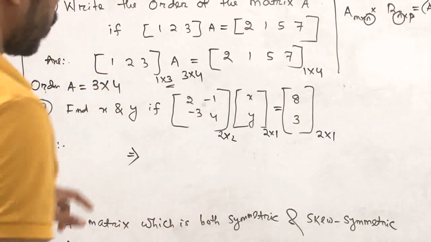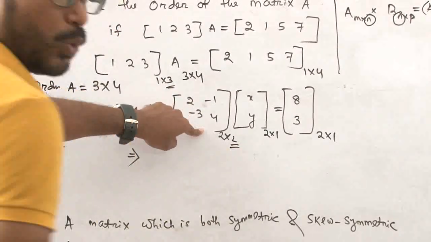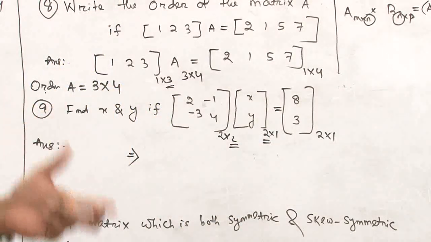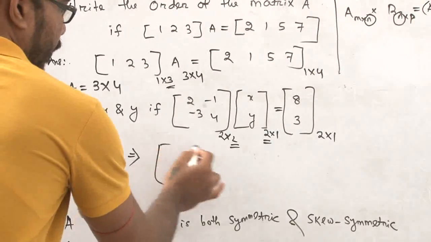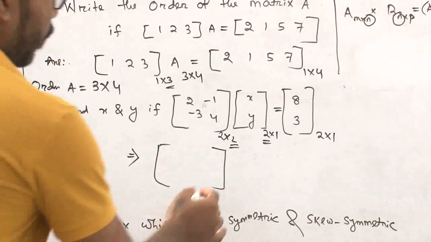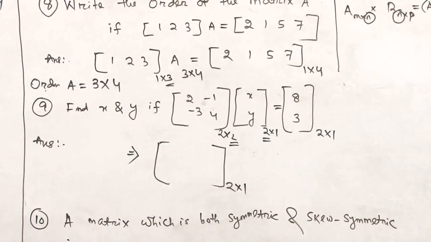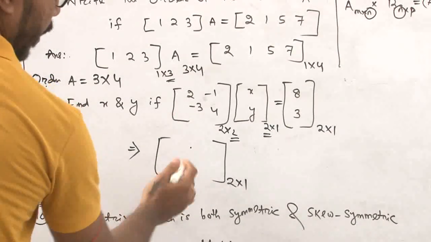Yes, it is possible because in the first matrix the number of columns is 2. In the second matrix the number of rows is also 2. So they are equal, so we can multiply. And the result must be of order 2 into 1. Now multiply them. 2 into 1 means there are 2 rows and 1 column.